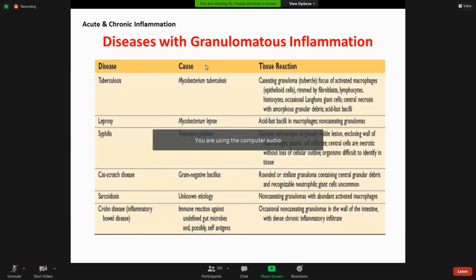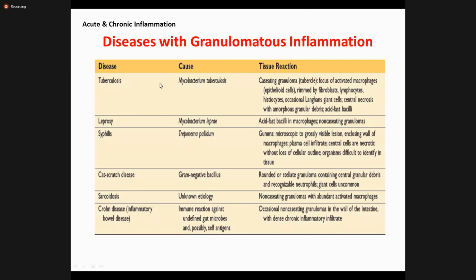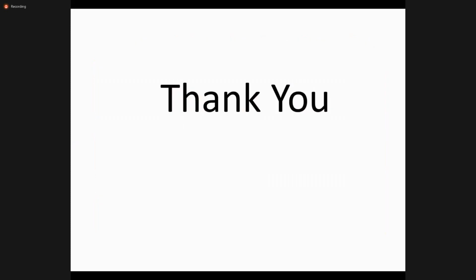Diseases that are associated with granulomatous inflammation include TB, which is one of the most common. Leprosy, we will also study leprosy, syphilis, cat scratch disease, sarcoidosis, and Crohn's disease. So at least you should know the names of these diseases and the causative agents that are responsible for granulomatous inflammation.